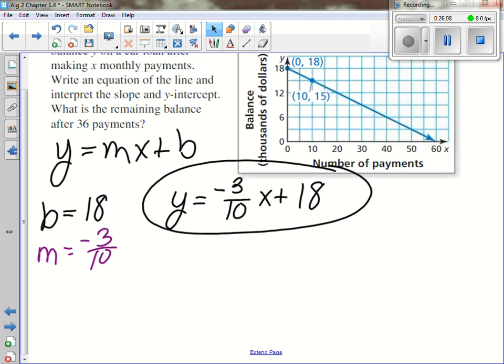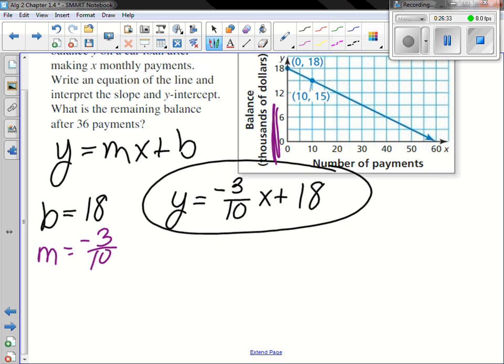So for every 10 payments, what's happening? We're going down 3. We are paying off how much? Is it just 3? Are we paying off $3 every 10 months? What are we paying off? 3 what? Thousands. Because again, it kind of hit it over here, but the balance is in thousands of dollars. So for every 10 payments, we're paying off $3,000.